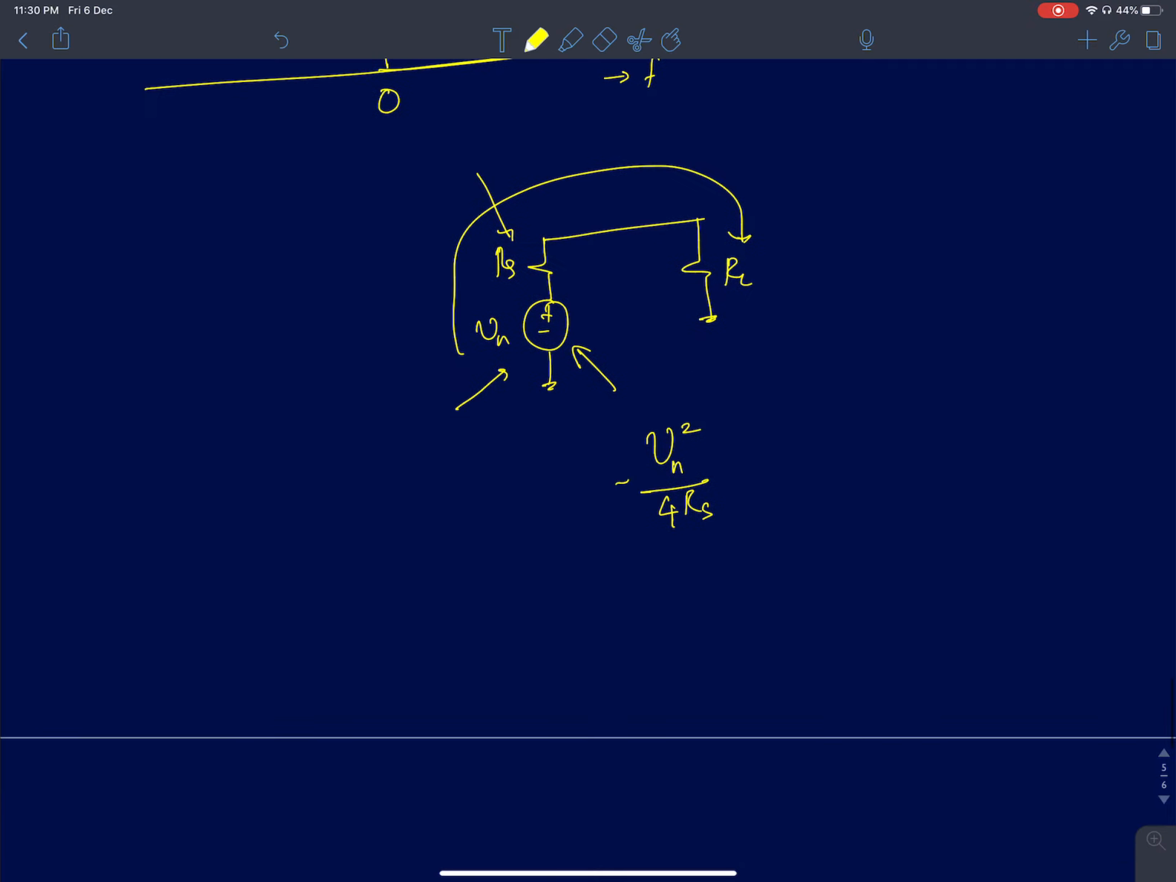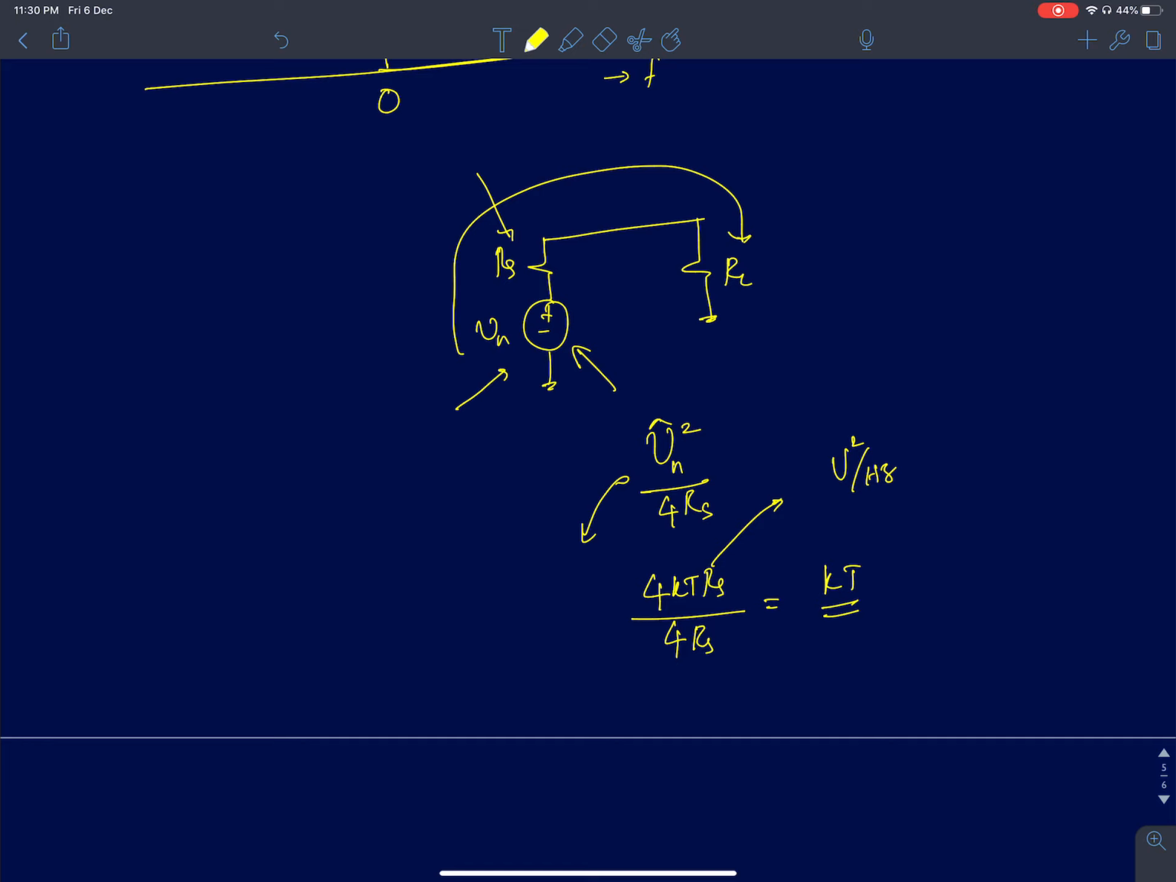Now I'll take this in the frequency domain and look at it. Vn square is nothing but the squared noise spectral density in the frequency domain. These expressions are the same, and Vn square is the spectral density. So it is going to be 4 kT Rs divided by 4Rs. This term is kT. Now you should understand 4 kT Rs, the units is actually volt square per hertz, right? It's a spectral density.